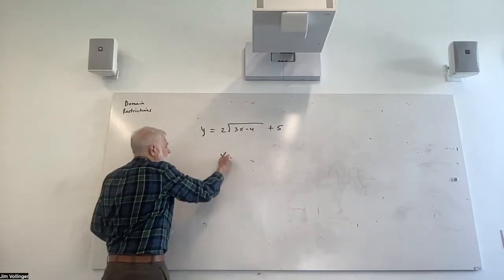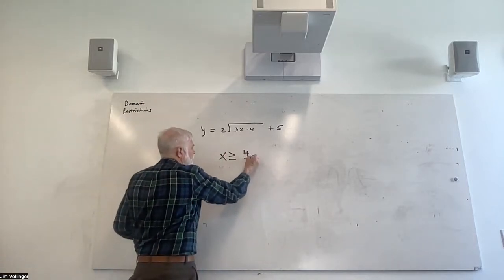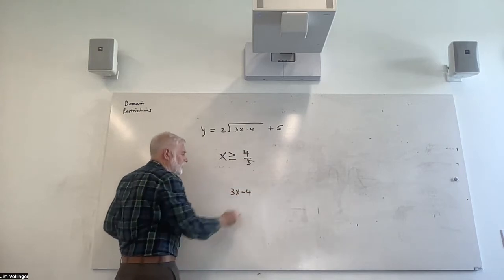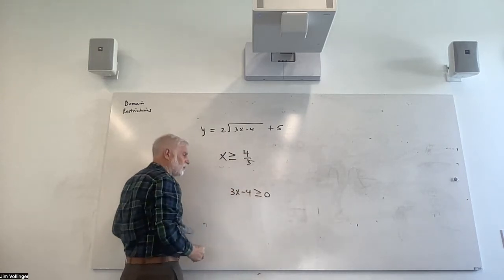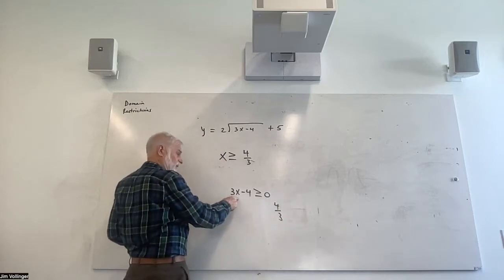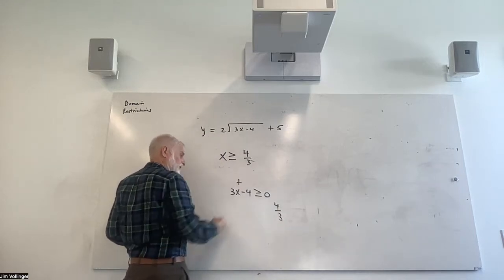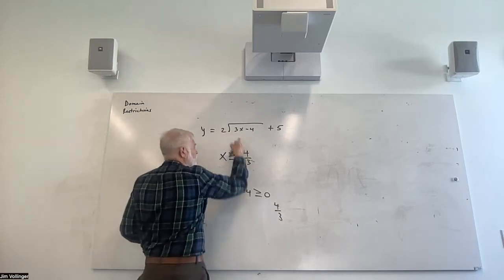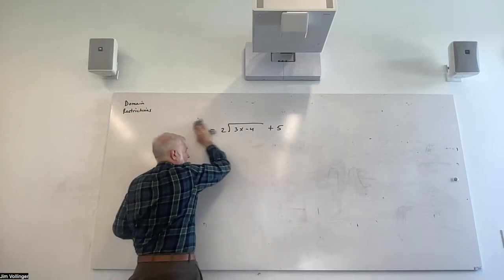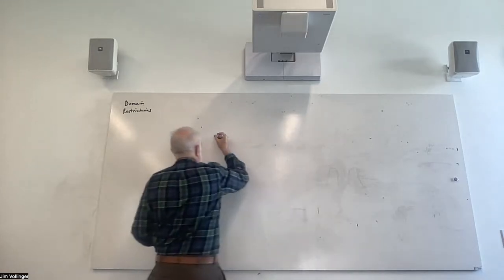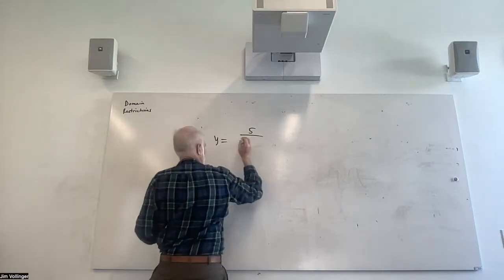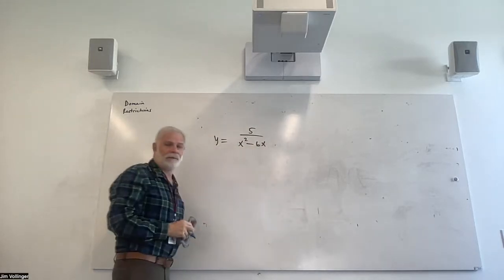Well, look at that. I know my x's have to be greater than or equal to 4/3. Remember, we said the argument of an even root function has to be greater than or equal to 0. So 4/3 makes a 0. And numbers bigger than that make this positive. So the domain of that function is that. That was problem 1. Problem number 2. y equals 5 over x squared minus 6x. Let's find the domain.